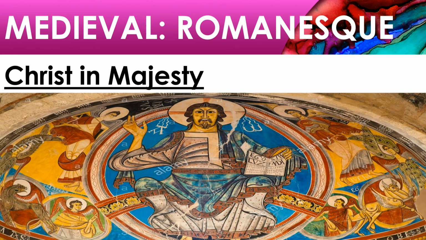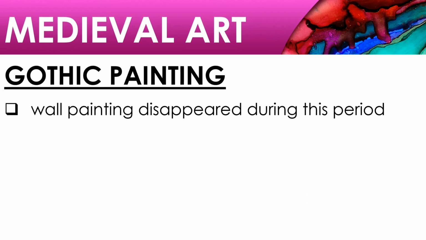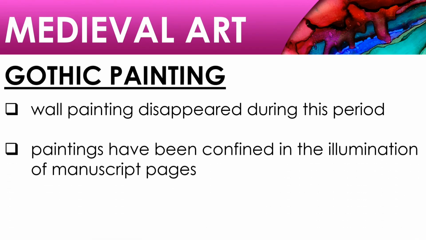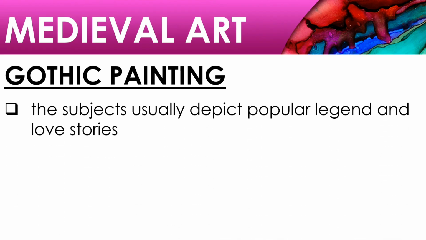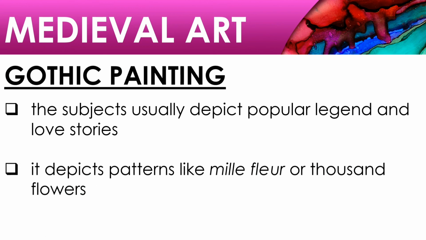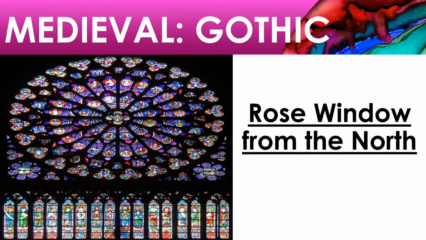In the Gothic era, wall painting disappeared during this period. The paintings have been confined to the illumination of manuscript pages. Subjects were usually popular legends and love stories. It also depicts patterns like mille fleurs or thousand flowers, where we can see a background style of many different small flowers and plants. Rose Window from the north is an example of painting in the Gothic era.